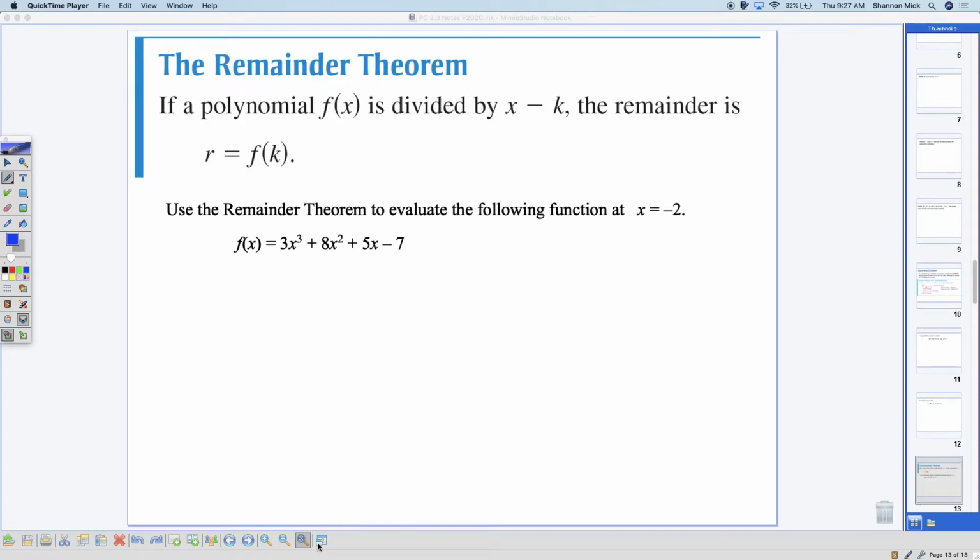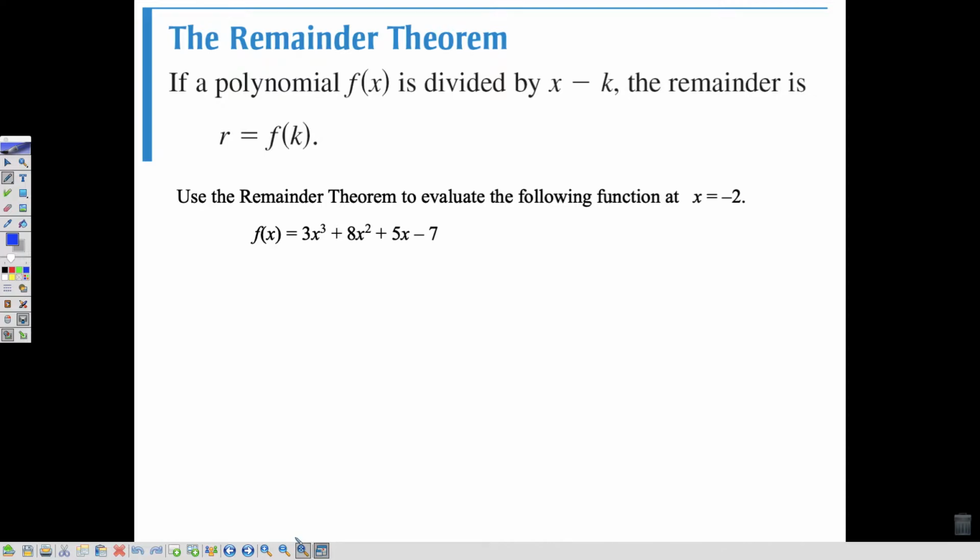We talked about yesterday is section 2.3, day 2. When we talked about it yesterday, we talked about how if we had no remainder, it was a 0. This is the coolest thing about synthetic division, I think. If a polynomial f is divided by x minus k, that can also be plus, correct? Yeah. The remainder, r, equals f of k.